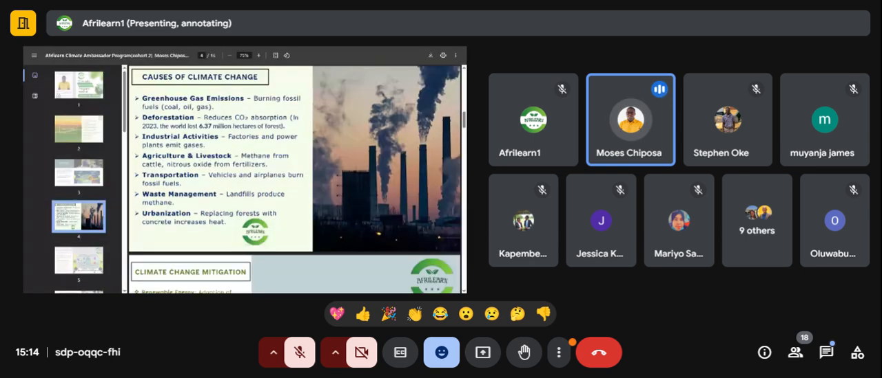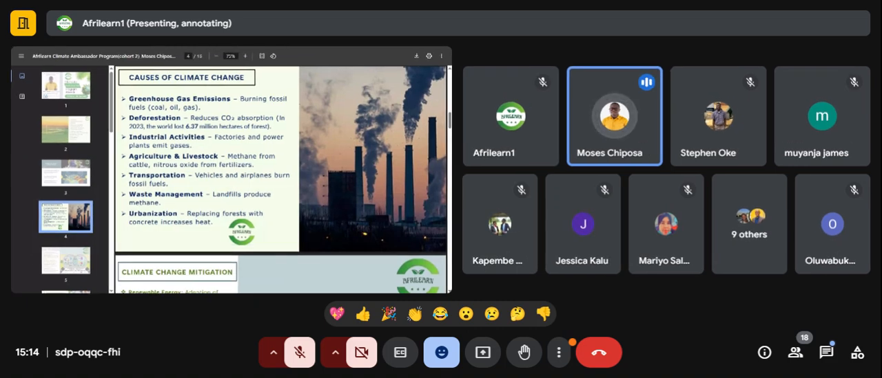Things like cars, trucks, airplanes, and ships also rely on fossil fuels, emitting CO2 and other pollutants that increase atmospheric temperature. Other causes are things like waste management and also urbanization. On top of urbanization, we're talking about expanding cities, replacing forests with infrastructure. Also, those are some of the causes. We can move to the next slide.